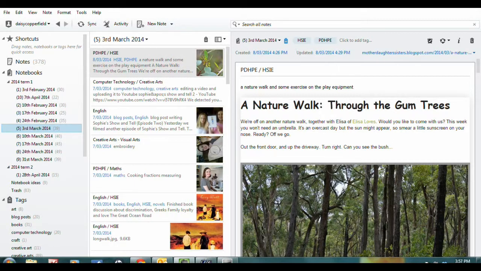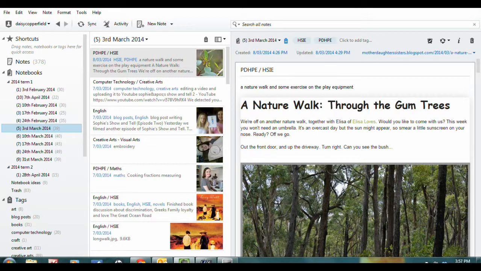Quite often, I don't get to record everything my girls are doing, but they all have their own Evernote accounts, which they can use to record anything of interest to them that they would like to remember, and collect together interesting things that are important to them.